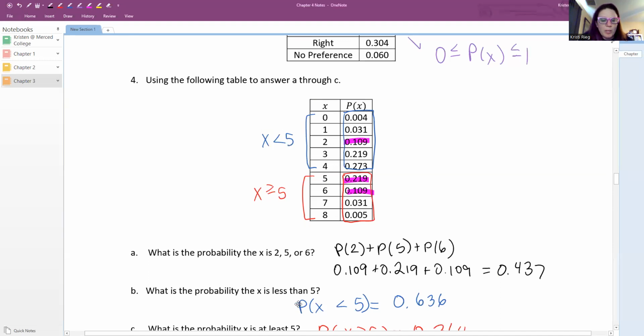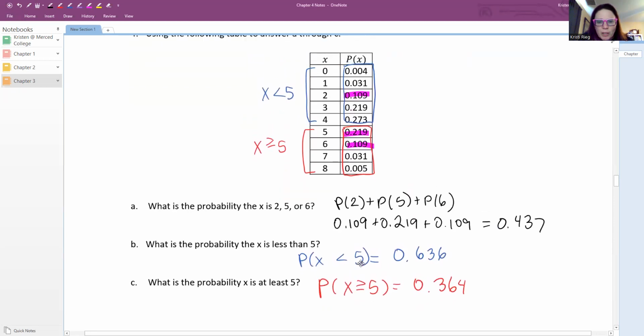For part B, it says, what's the probability that x is less than 5? Anything less than 5 would be 4 and below, 4, 3, 2, 1, and 0. So adding up all the numbers in this blue box, we get 0.636.